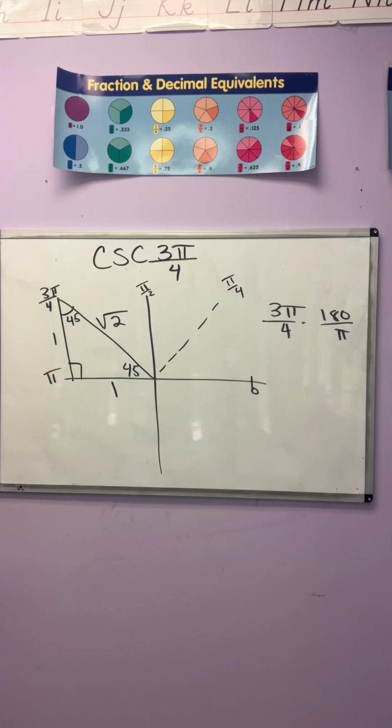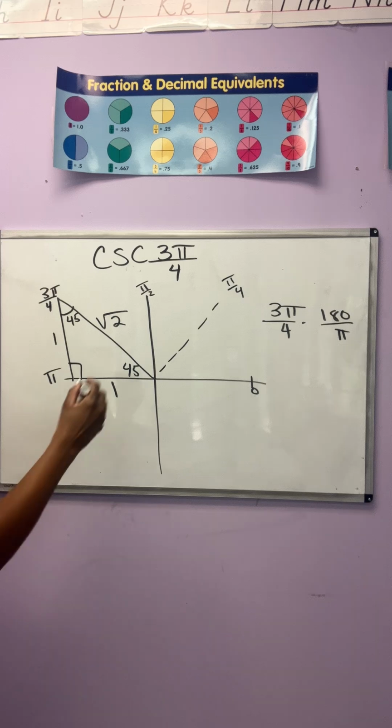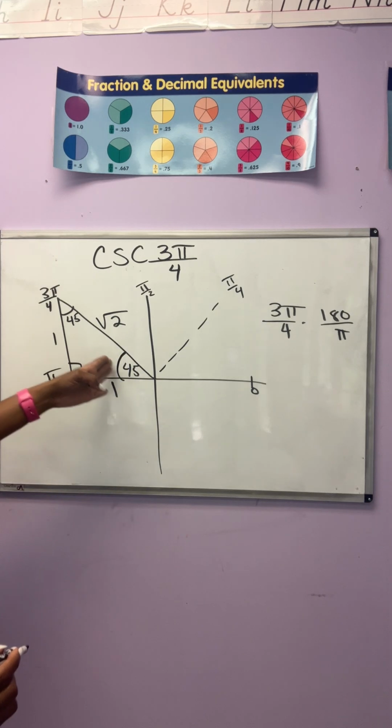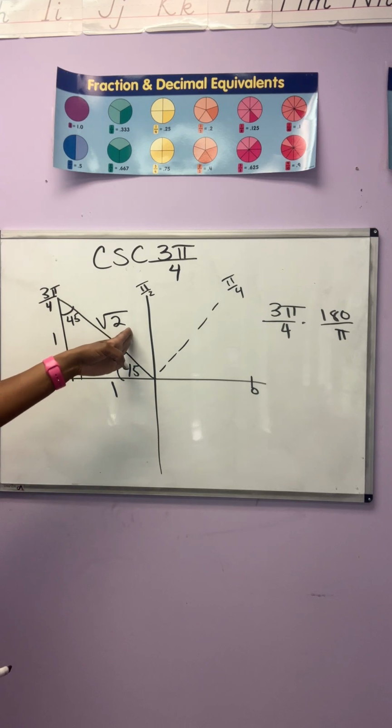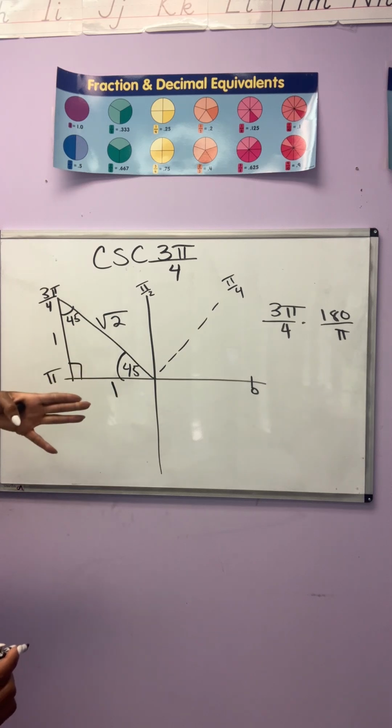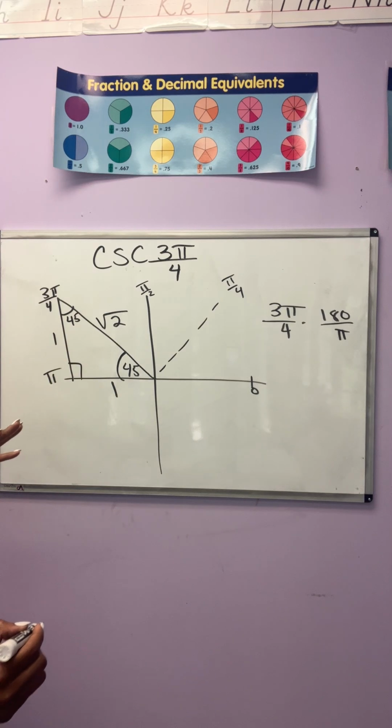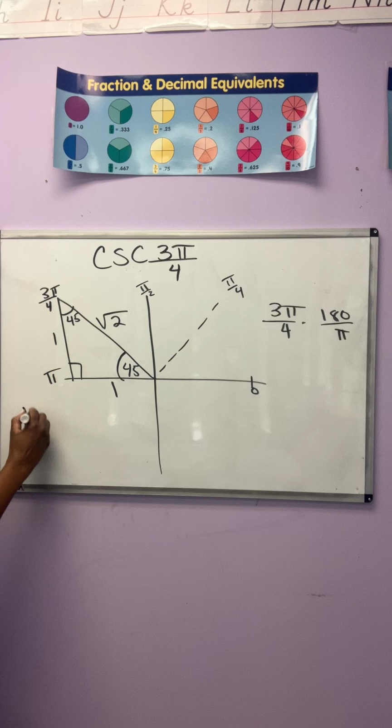Cosecant is the reciprocal of sine. So our sine is, so this is our 45-degree angle. Sine is opposite over hypotenuse, but we're doing cosecant, so we can do hypotenuse over opposite.